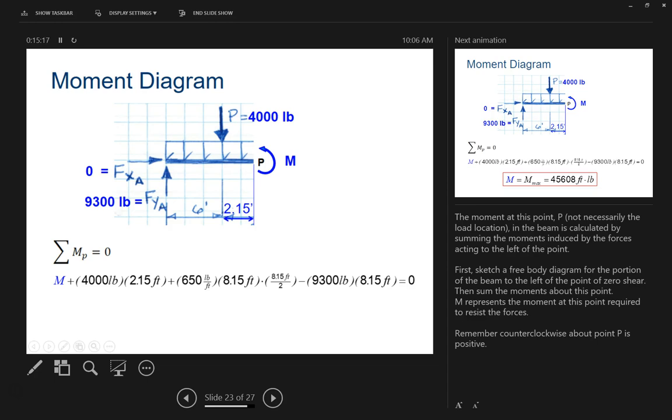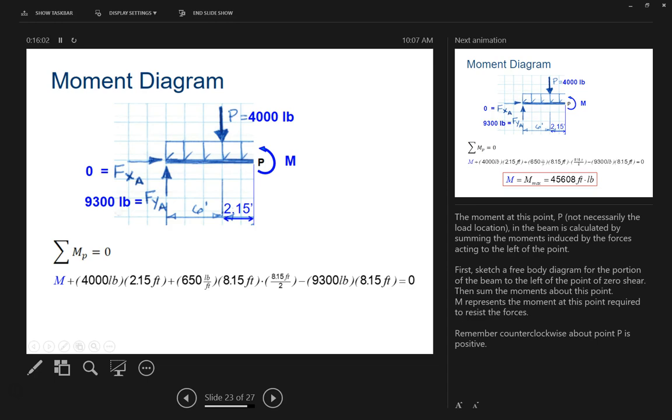That's a moment. We're adding that to 650 pounds over 8.15 feet, because that's the entirety of this thing. So 8.15 feet total here. That's that one in the middle. Times 8.15 feet divided by 2, because you are splitting this up. And then minus the 4,000, minus the 9,300 at 8.15 feet, because that's the moment in the other direction.